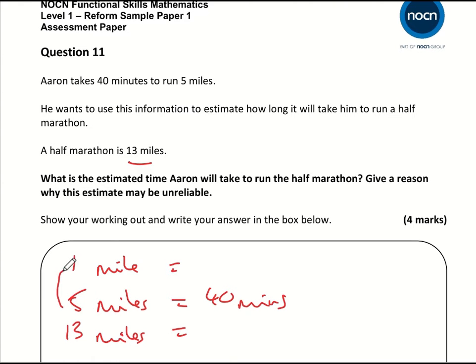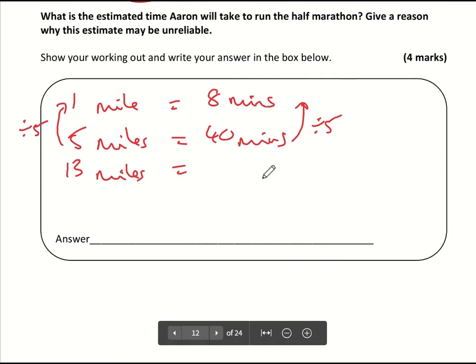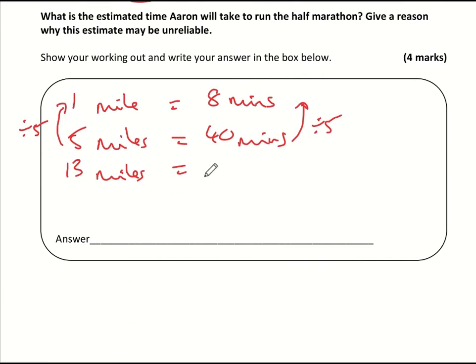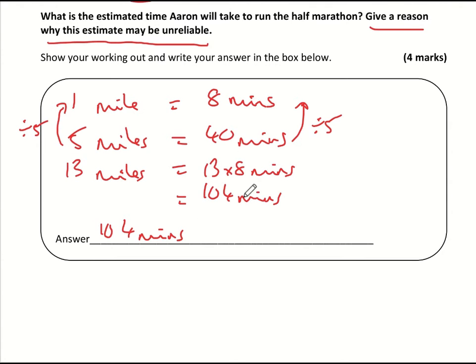So to go from 5 miles down to 1, we are dividing by 5, so we need to therefore divide 40 minutes by 5, so 1 mile will take 8 minutes. So if 1 mile takes 8 minutes, then 13 miles is going to be 13 times 8 minutes. So therefore 13 miles will take 104 minutes. So 104 minutes is our answer, but it does also say give a reason why the estimate may be unreliable.